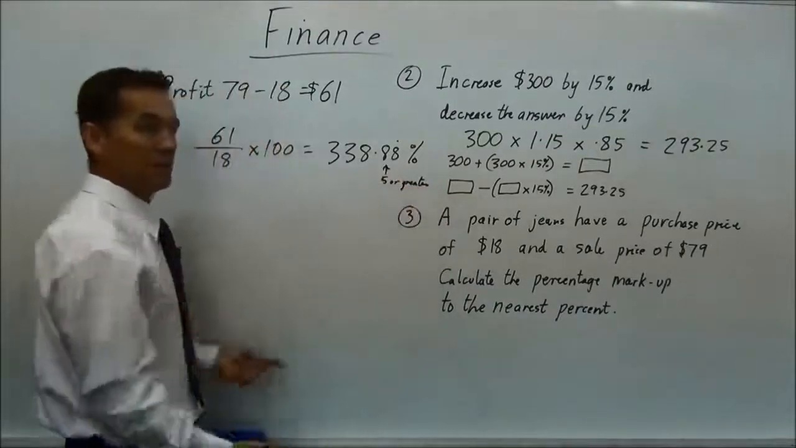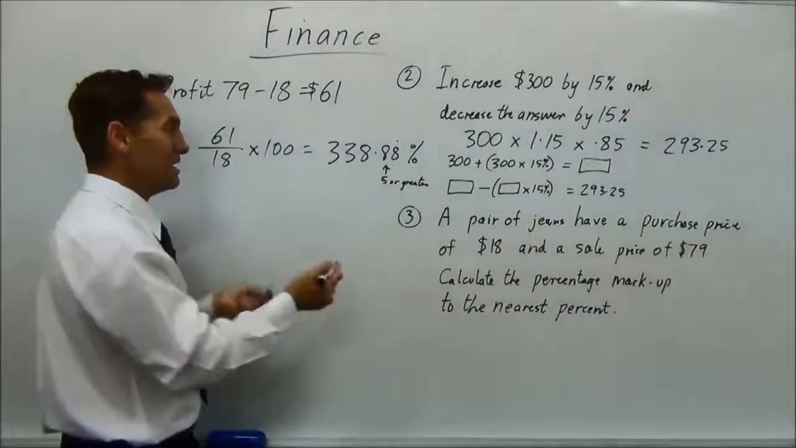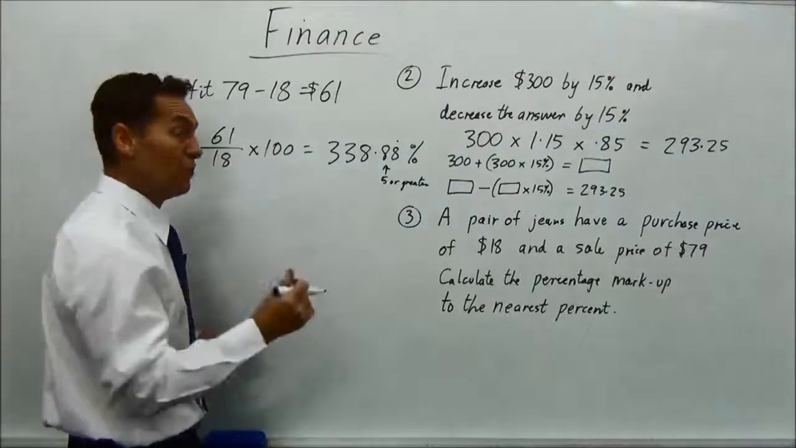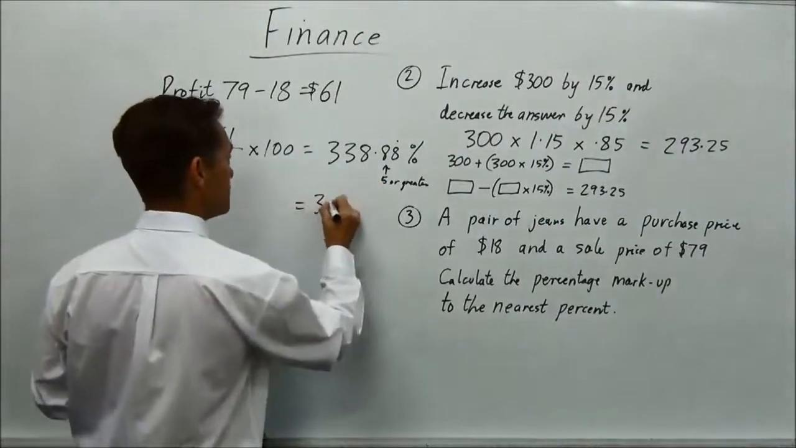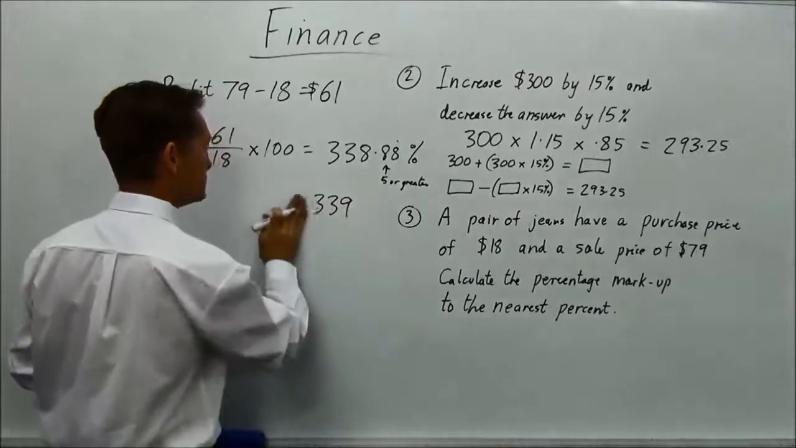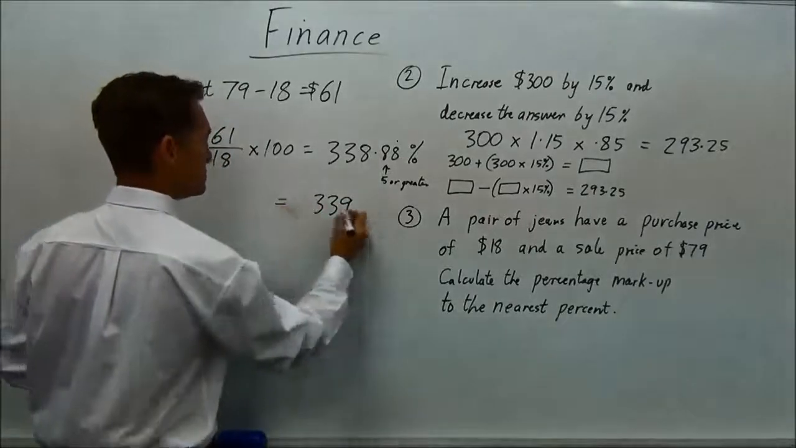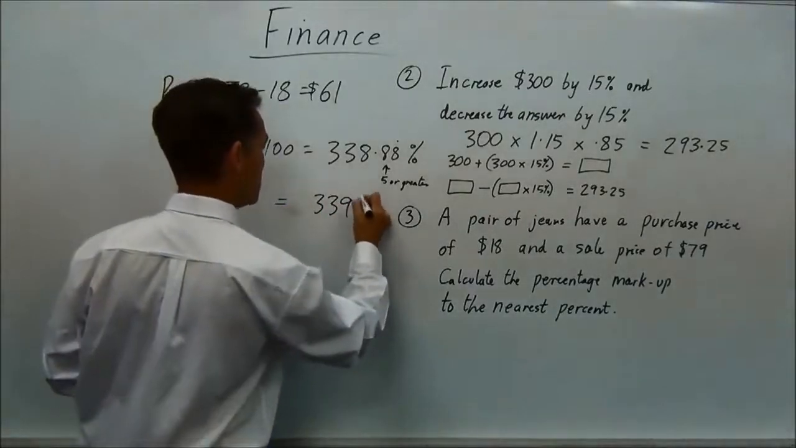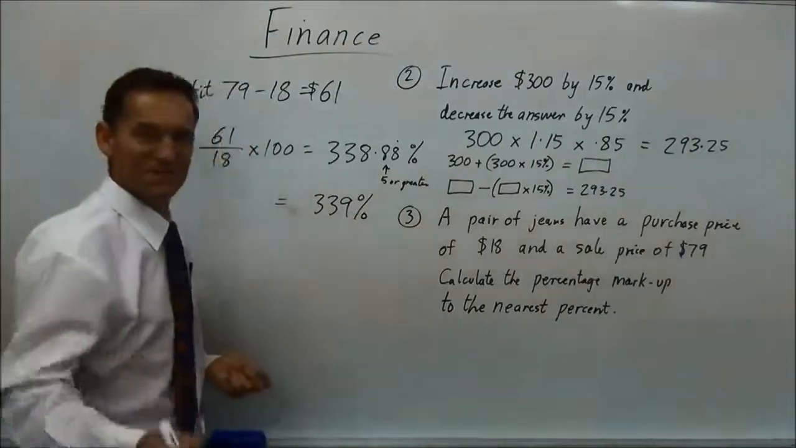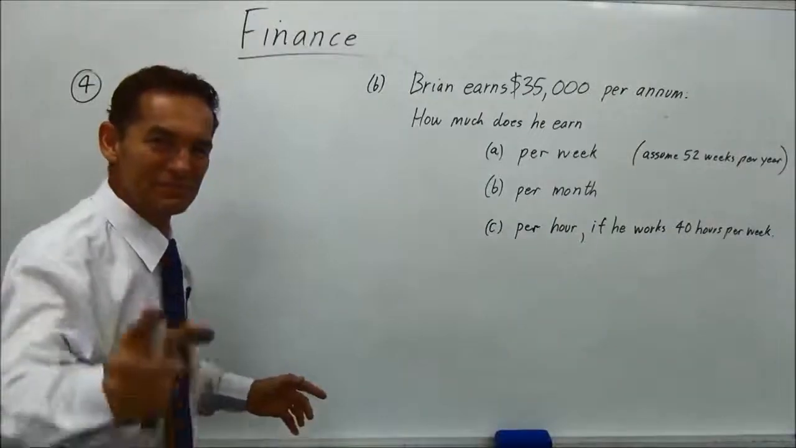If this number is 5 or greater, the next number gets rounded up. So this number is going to become a 9. So 339. Let's move the equals back. So it equals 339%. And you're done.